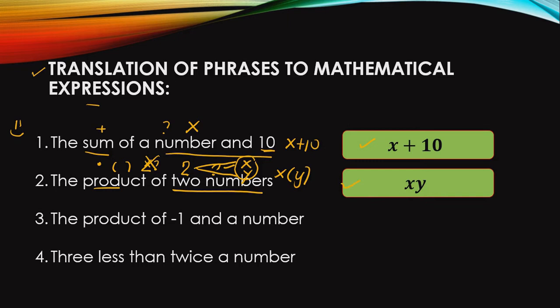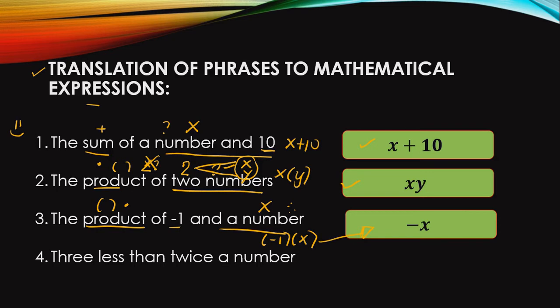Okay? The third one is the product of negative 1 and a number. Again, product means multiplication. It's either a dot or parentheses, of negative 1 and a number. Since we don't know the number, we use x, remember from our past class. So it is negative 1 times x, because it is a product. We can solve that: negative 1 times x, the answer is negative x.